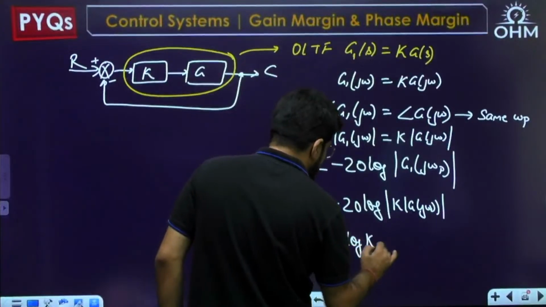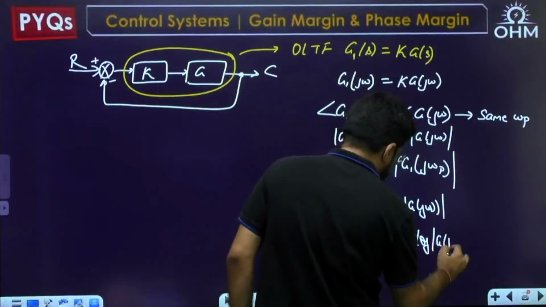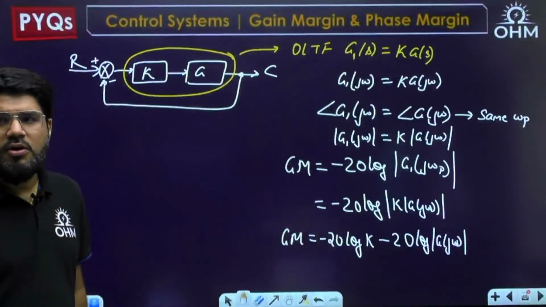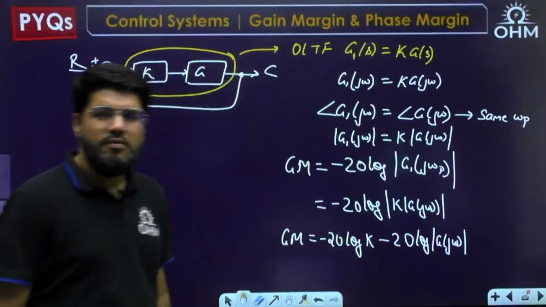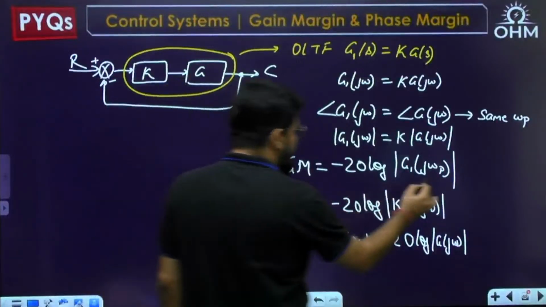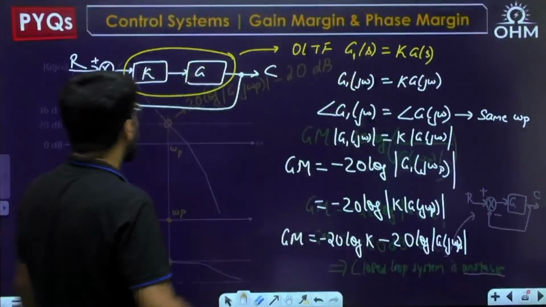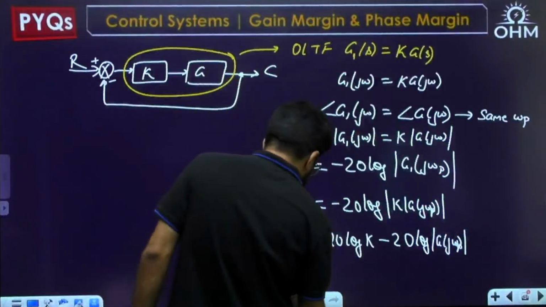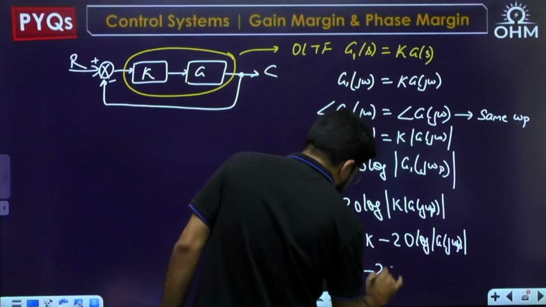So log K, and then again minus 20 log mod G j omega. Minus 20 log K, minus 20 log mod G j omega. Okay, yes, Anil, I'm planning that also for EMF also. Okay, 20 log mod G j omega, and because it is gain margin, it is calculated at omega p. So as I have shown you, 20 log mod G j omega p is 20. Okay, so gain margin now becomes minus 20 log K minus 20.